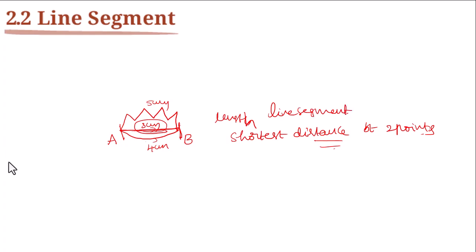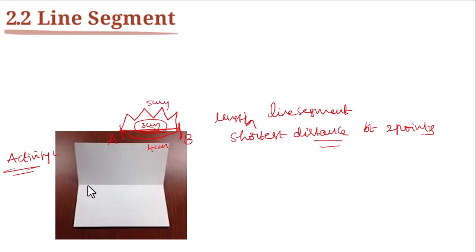I can tell you one activity also. This activity will help you understand what a line segment is. Everyone take one rough paper in your hand. Can you fold it? Yes, exactly, fold it. Now take your scale and pencil and draw a line on the crease.